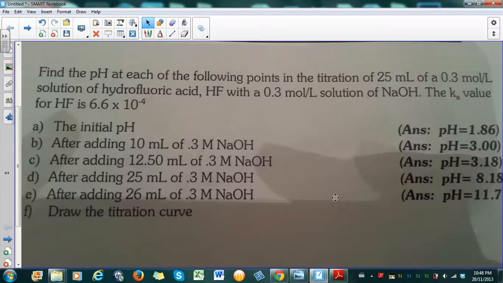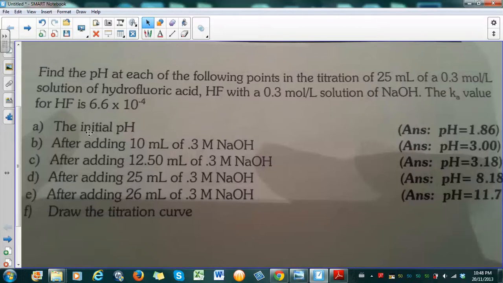So let's start. The question says you have to find the pH at all the following points. You originally have 25 mL of the acid at 0.3 moles per liter, and your acid is HF. Then you're titrating it with a strong base whose concentration is 0.3, and the Ka value for HF is 6.6 times 10 to the negative 4.